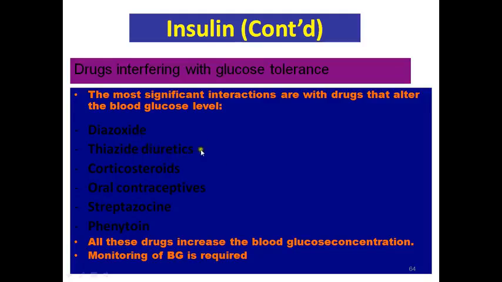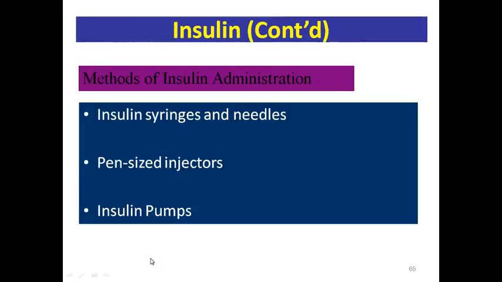Diazoxide, thiazide diuretics, which are commonly given to patients of heart failure. Corticosteroids, given in autoimmune disorders and several other disorders, can cause increased levels of glucose, can cause hyperglycemia. Oral contraceptives, streptozotocin, phenytoin, they all can cause the levels of glucose to go up, and monitoring of blood glucose is required in these patients.